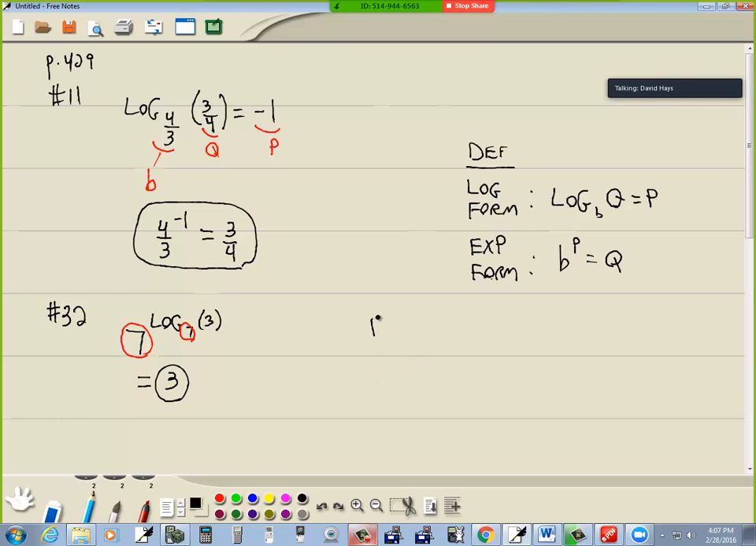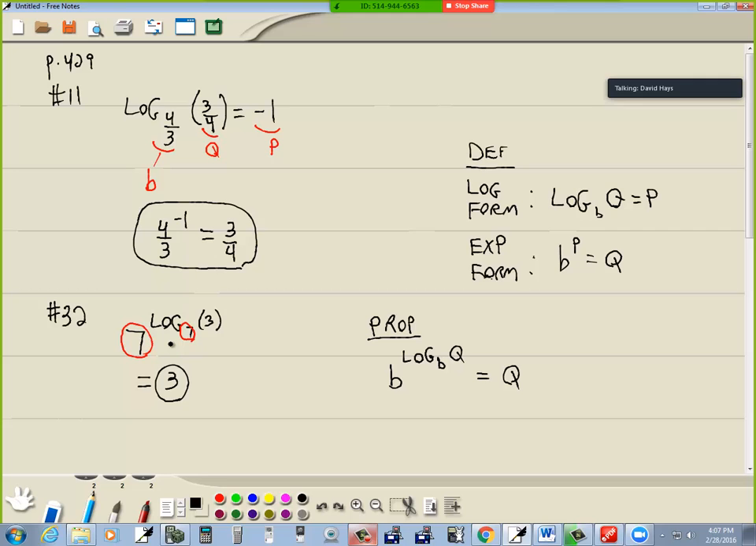Now the property on that says if you have b to the power of log base b of q, that's going to give you q. So whenever those numbers match, then it always just drops out and gives you whatever's over here. Okay.